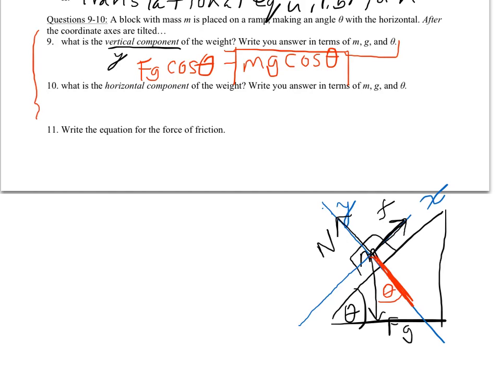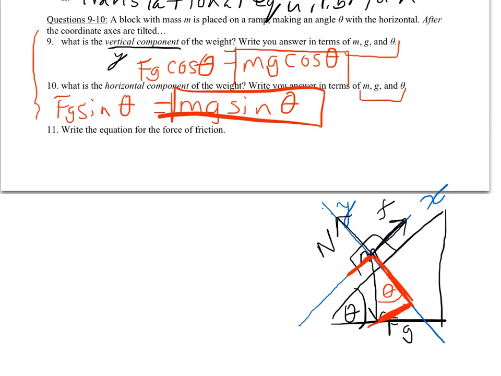Next it says what is the horizontal component of the weight? Well, horizontal is the part on the x-axis, and so that would be right here, the part of that triangle opposite the angle. Since that's opposite the angle, that'd be Fg sine theta, and we're only allowed to answer in terms of mg and theta, so mg sine theta. That is the horizontal component of the weight.